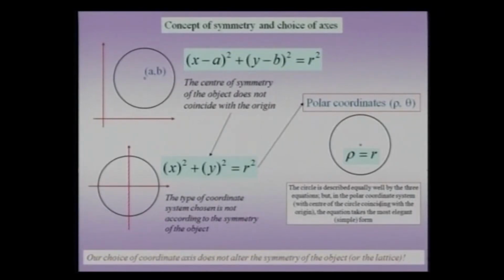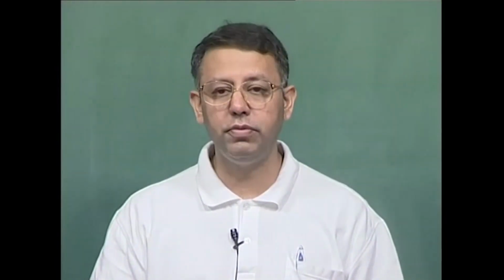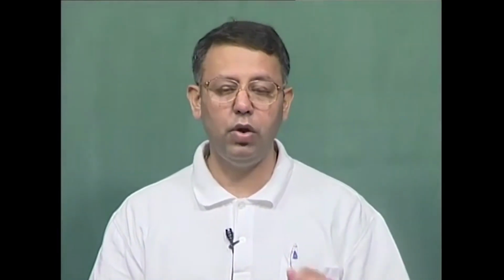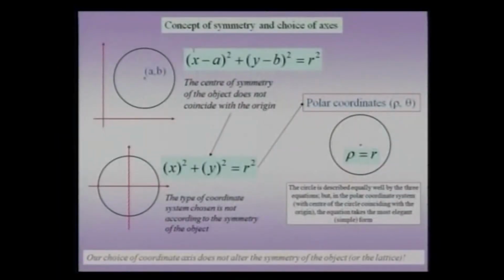So, from this example, it is very clear that I can choose any kind of coordinate system to describe the circle, but there is a preferred one, and the preferred one is dependent on the symmetry of the structure I am trying to describe. The structure I was trying to describe in this example is a circle. Therefore, for the circle, the most preferred choice was the polar coordinate system.